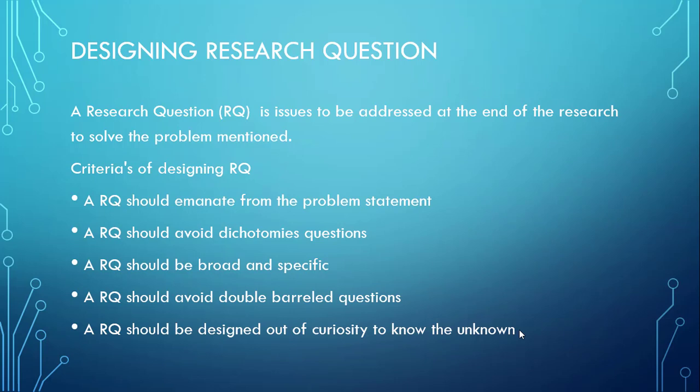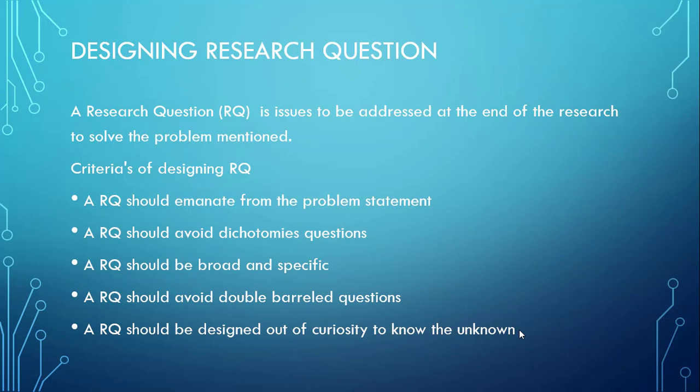The second criteria is that you should avoid dichotomous questions. When you say dichotomous questions, it means yes or no questions, all right? It only has two alternatives. For instance, if you say, does the company blah blah blah, then the answer will be yes or no. So you should avoid dichotomous questions because they don't give you much analysis about that specific subject matter. So you should avoid dichotomous questions in general.